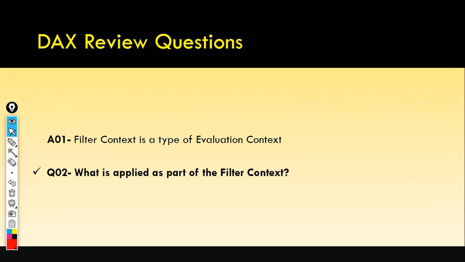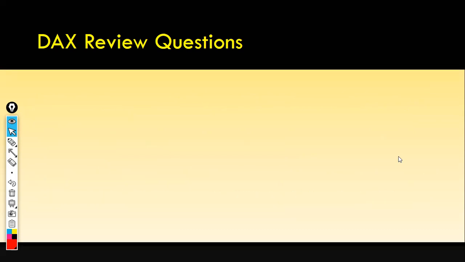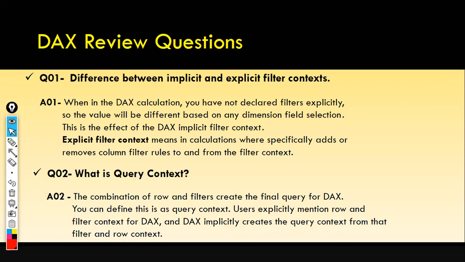Next one is what is the difference between evaluation context and filter context? Filter context is a type of your evaluation context. What is applied as part of filter context? These are all the things we already discussed. And I'm going to skip this one. Query context: the combination of row and filters creates the final query of your DAX. Not necessarily the combination of these two. In some situations you don't have to use the row context, only filter context. In that case, the final query is your filter only, right? That is your query context.